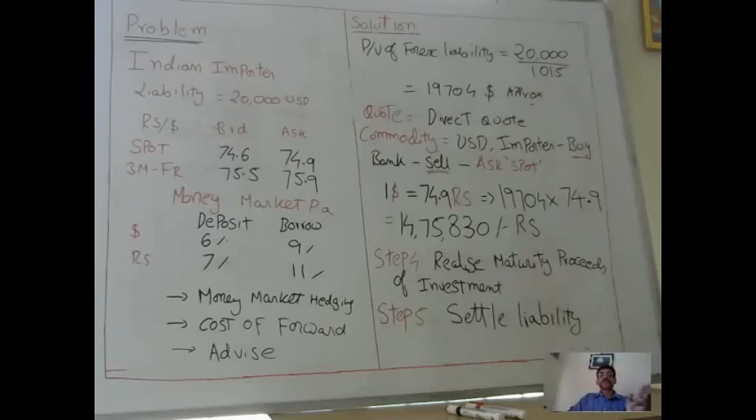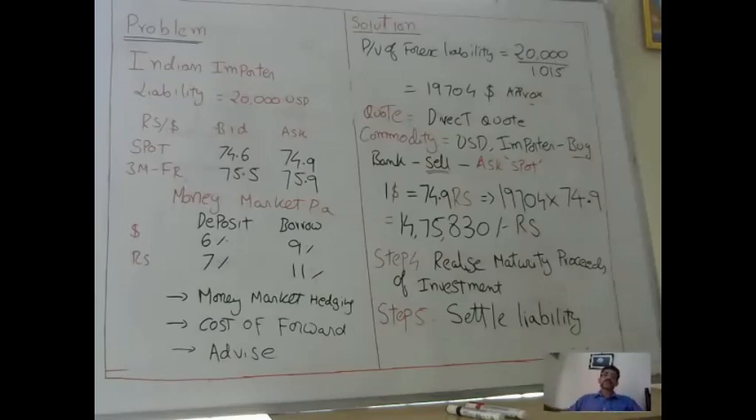19,704 into 74.9 is going to give you 14,75,830 rupees. That means what? If you give a consideration of 14,75,830 rupees, the bank is going to sell you 19,704 USD. Now what are you doing? Going to a bank, paying 14,75,830, taking this 19,704 USD, investing that in US.